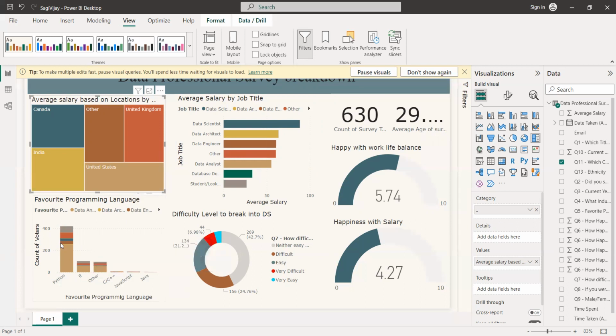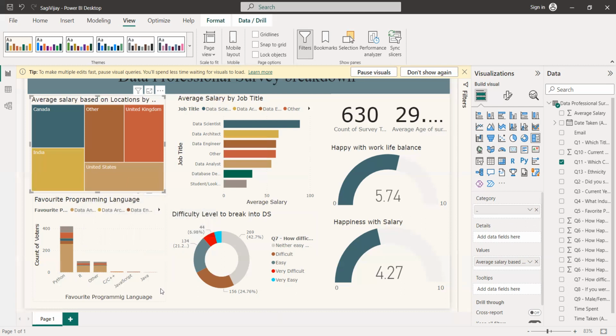And coming back to the graph, I can see that a count of 29 voters, which is actually high, was given to Python, and nearly 20 data scientists give Python as their favorite language.